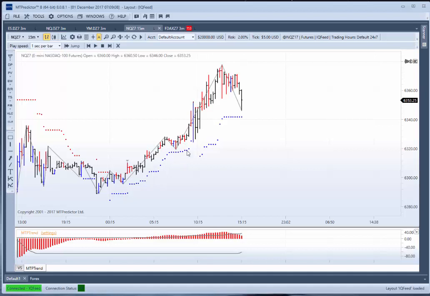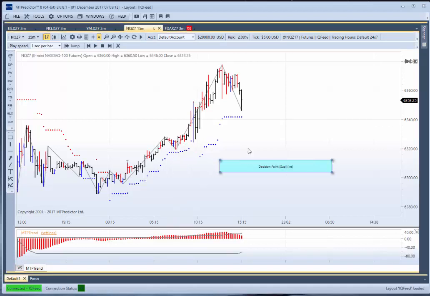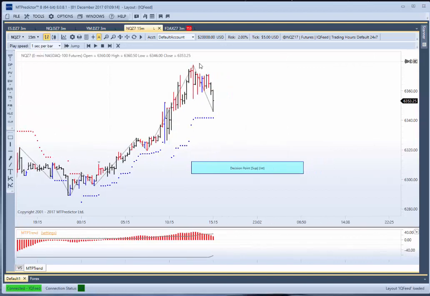So we come back to here, we right mouse click, and we do decision point. So this is an area of potential support, support because the market's coming down to that. Do you see how it's on the chart in advance? And it's the DP from the last swing into the high or low.